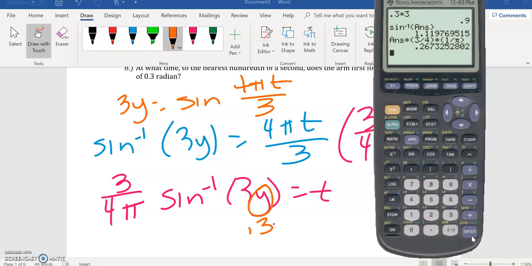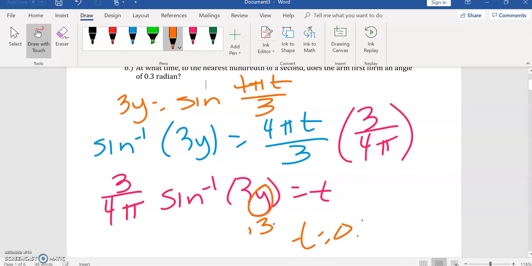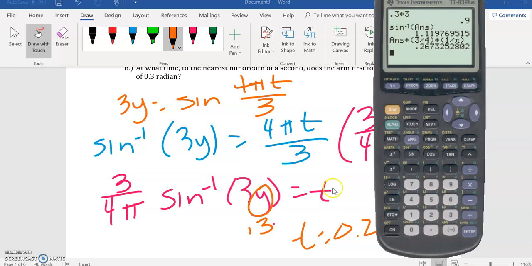So we can see here, now it said round to the nearest hundredths, so 0.27 seconds. So t equals 0.27 seconds. And that's my answer. And you can see by solving it, that made this much easier to put into our calculator than if we would have tried to do it the other way.